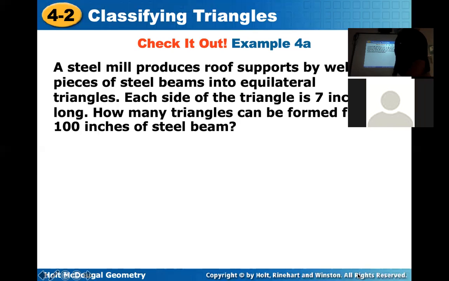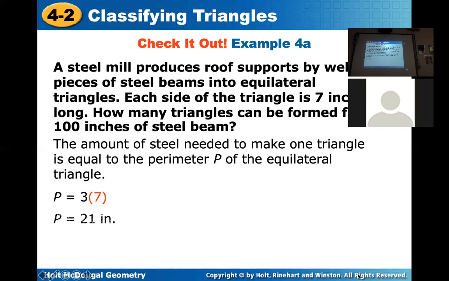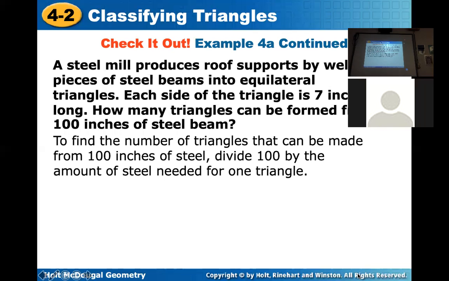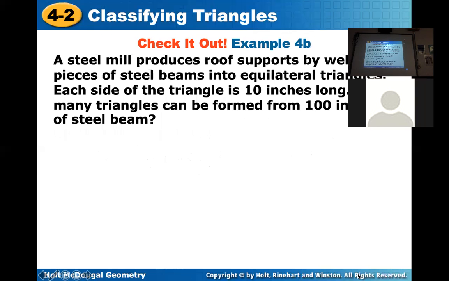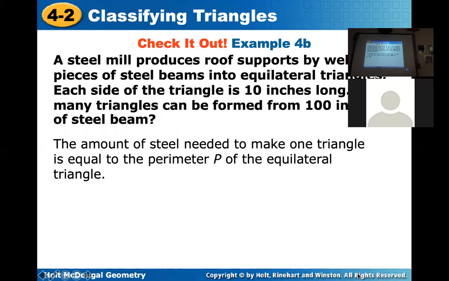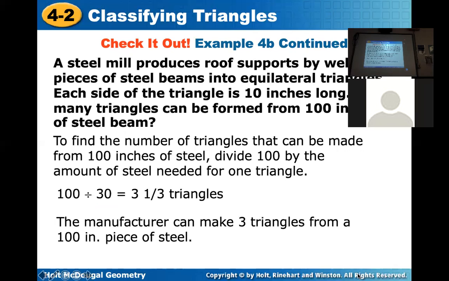All right, let's take a look at these. First one, we have an equilateral triangle with 7-inch sides. So that's 7 times 3, that's 21. We need to take 100 divided by 21. And we get 4 and 16/21sts, or just 4 triangles. They can make 4 whole triangles. And the next one is 10 times 3, which is 30, and then 100 divided by 30, which is 3 and 1/3. So the manufacturer can make 3 whole.